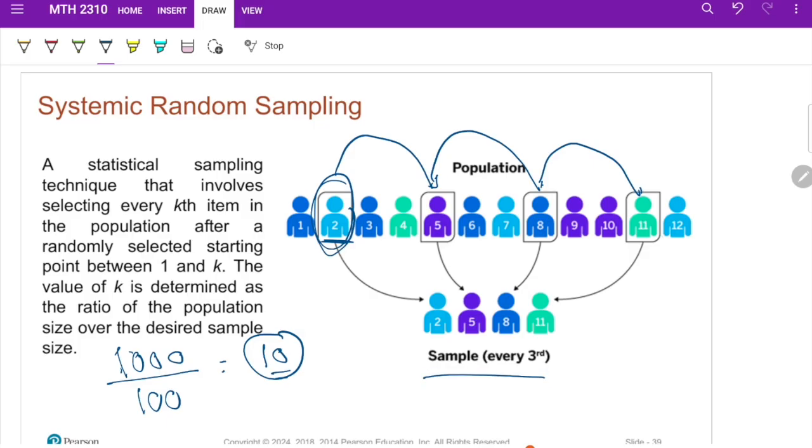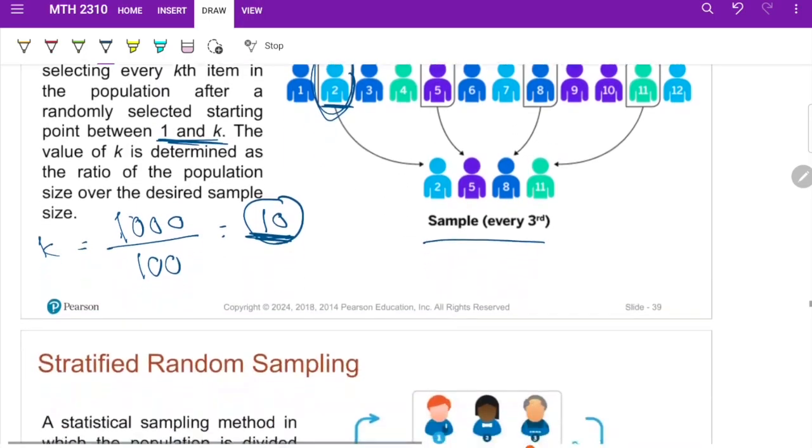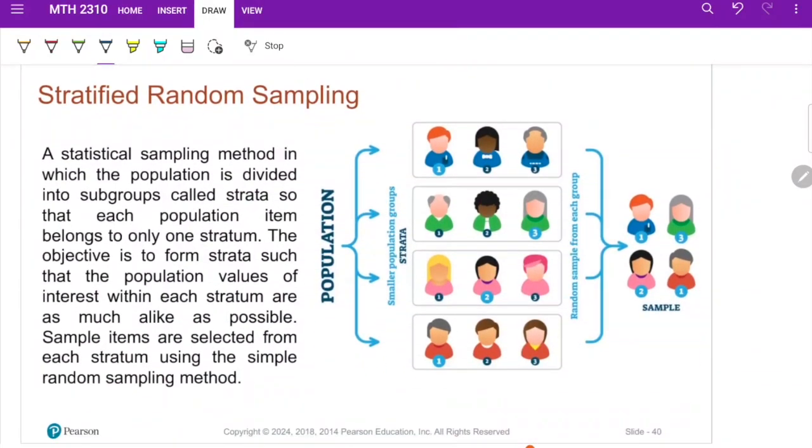Okay. The starting point is always between 1 and k. As we said, k is the 10 here. This is my k, which is the ratio between the population and the sample size. This is systematic. It's very close to random, but it's kind of systematic. The other technique we call stratified random sampling.